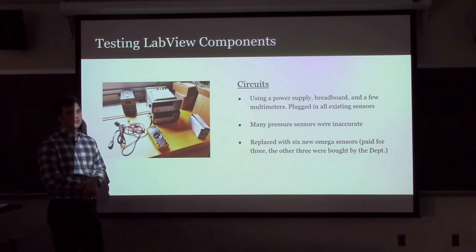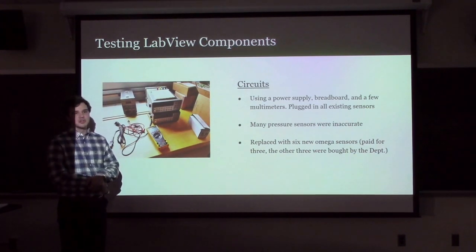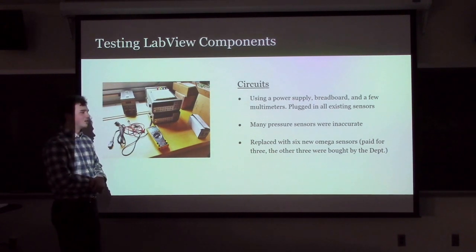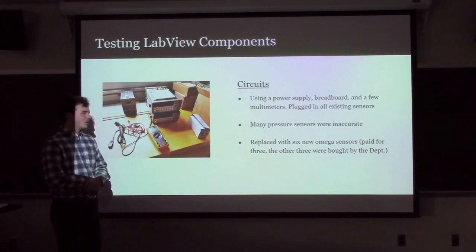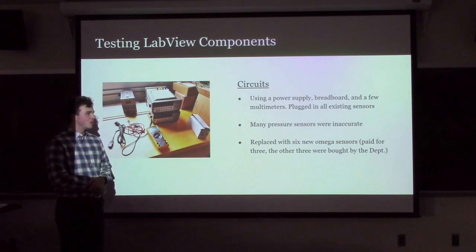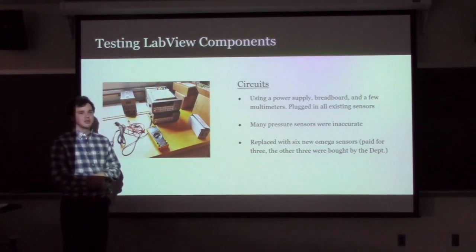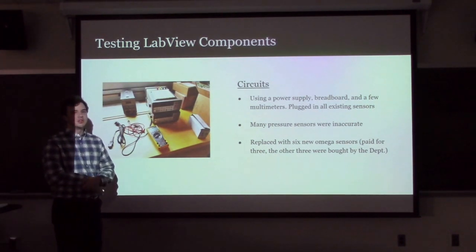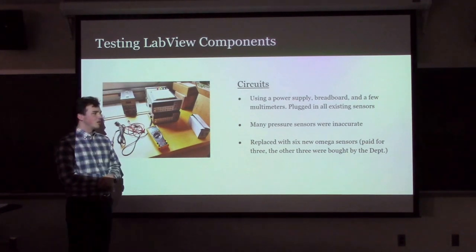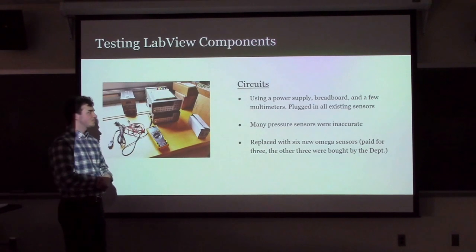We realized that many of the pressure sensors that we were looking at were inaccurate, whether they weren't even giving us a voltage at all, or they were just giving us the same voltage whether or not we had the power supply turned on. So we realized that we would have to replace these, and we replaced them with 6 new Omega sensors, which are the same kind of pressure sensors the 2008 group used, except that it puts out a voltage instead of a current. 3 of these we paid for, and 3 of these were paid for by the mechanical engineering department.